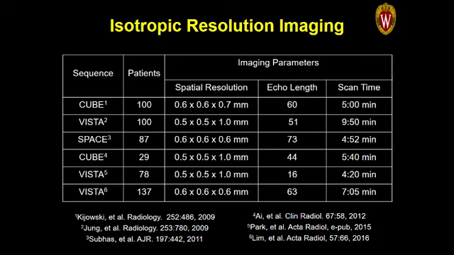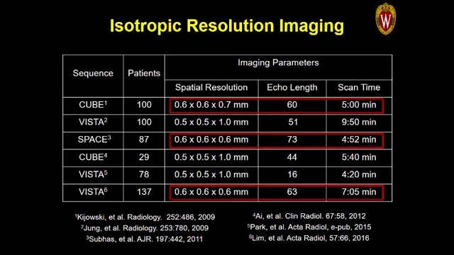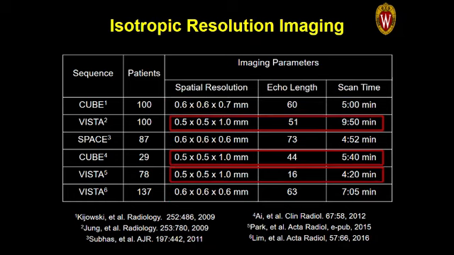Now, when we look at the imaging parameters of these three-dimensional fast-spin echo sequences used in these studies, in order to maintain clinically feasible scan times, these sequences use either relatively low isotropic resolution and long echo train lengths, which may degrade image quality due to image blurring, or use anisotropic resolution voxel size, which may degrade the image quality of the multiplanar reformat images.